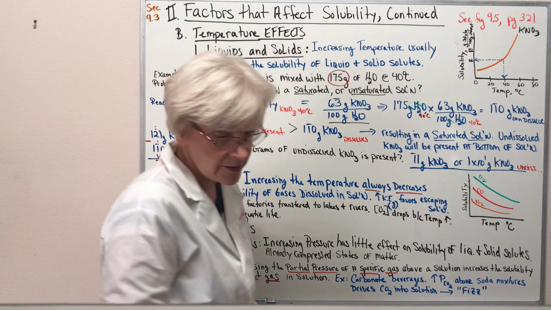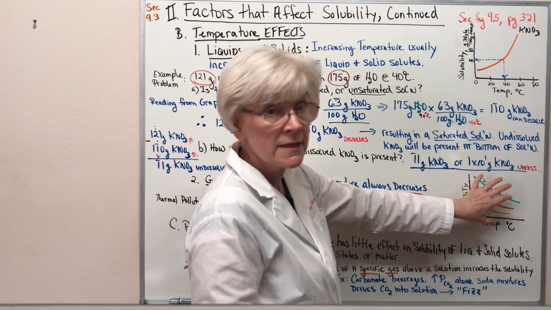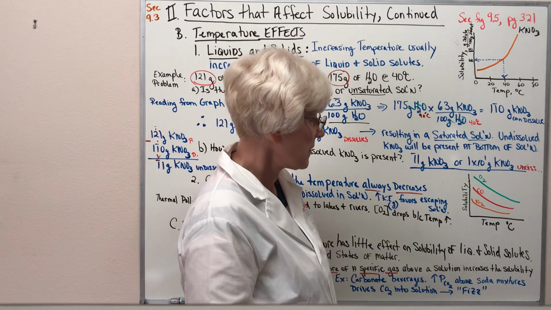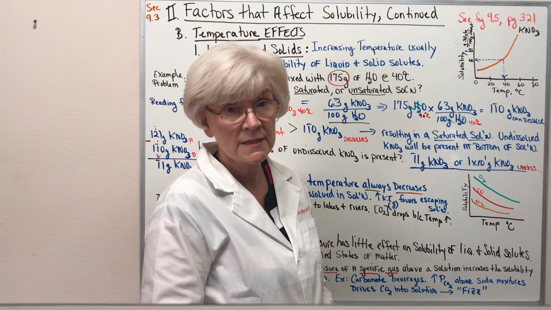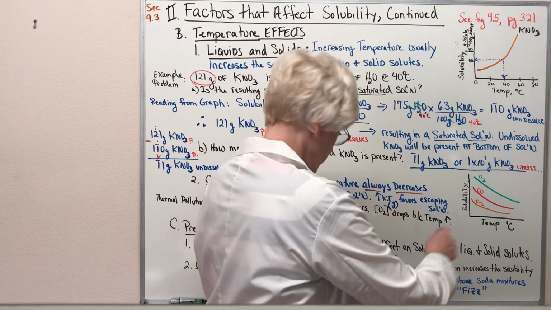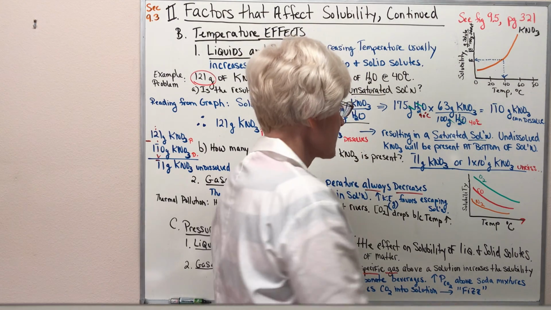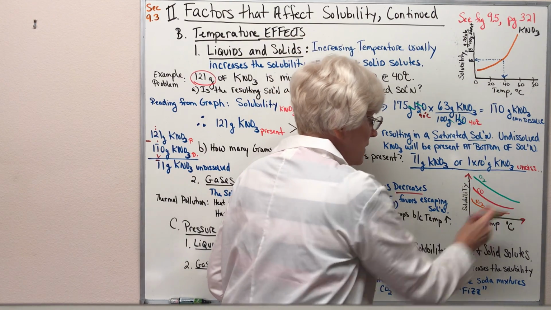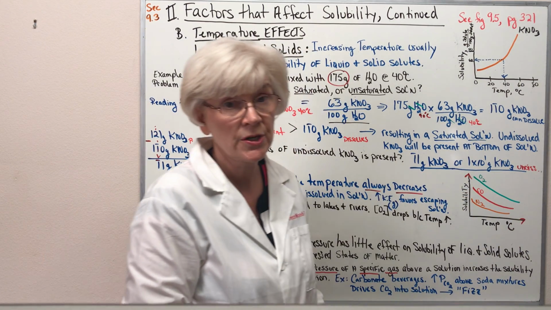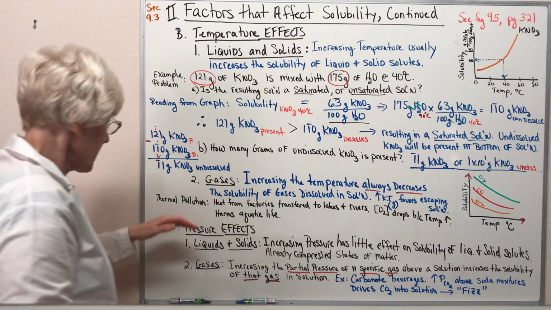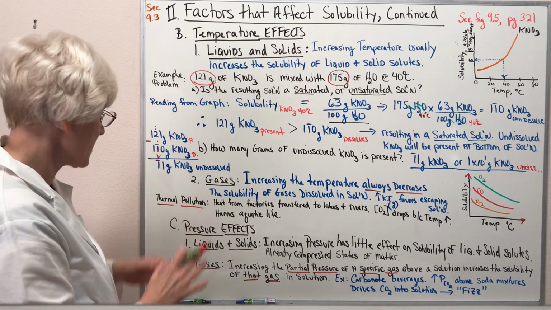You can take a look in your text. Also on page 321, they illustrate this effect, showing a solubility curve for 3 gases: oxygen, carbon monoxide, and nitrogen. And we see that as temperature increases on the x-axis, the solubility of all of these gases decreases. This creates an issue of thermal pollution, which your text mentions.